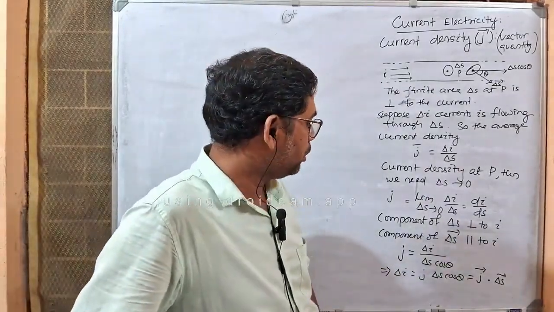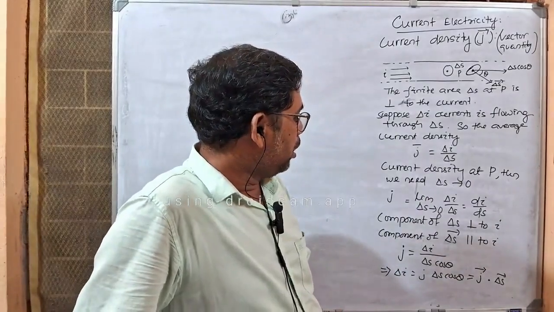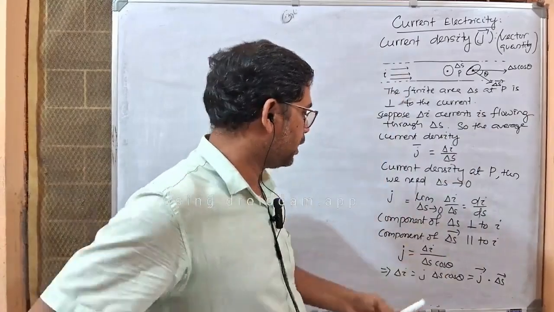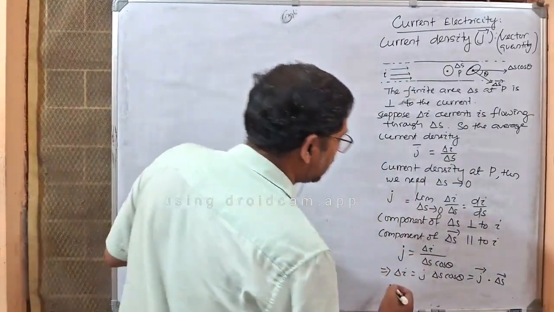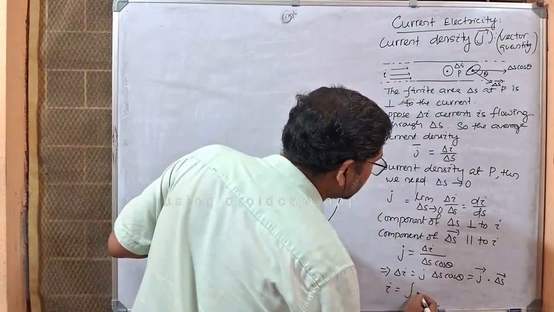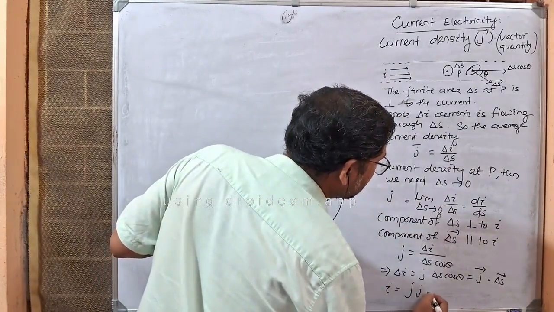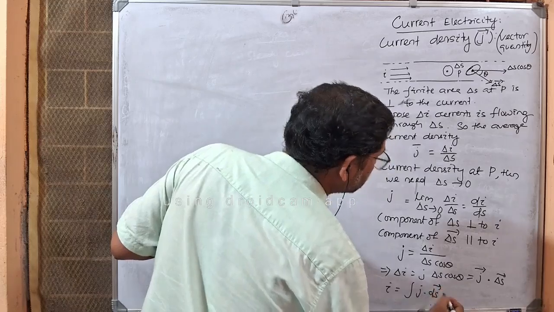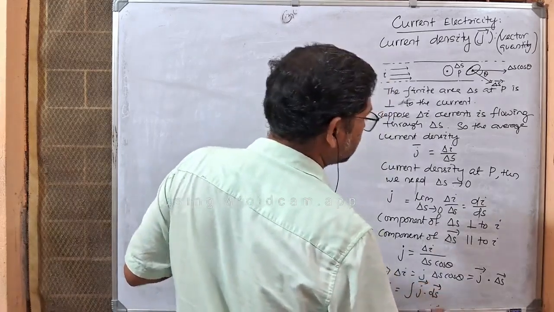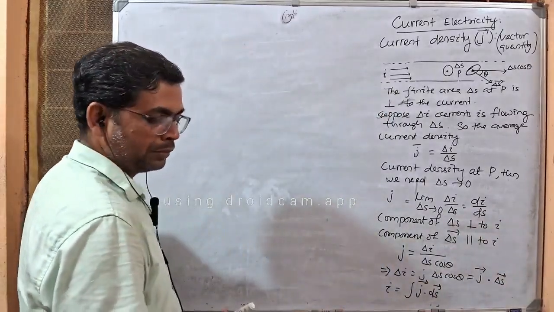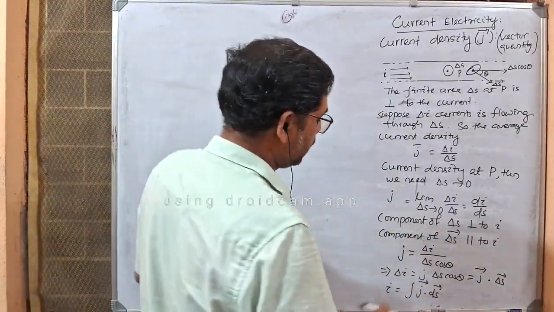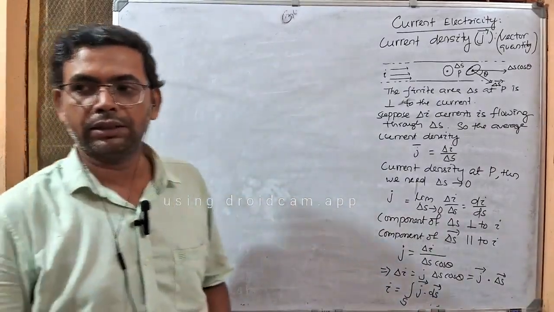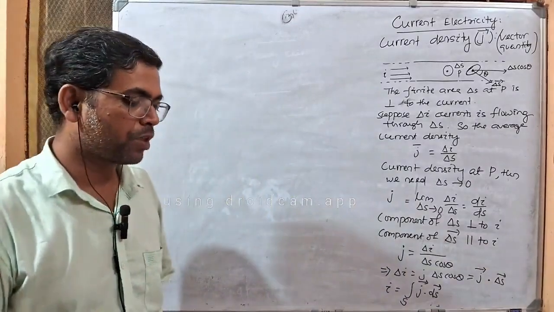If you have to find the current over a large area, you just integrate this J dot dS. This will be the formula, over any finite, large area.